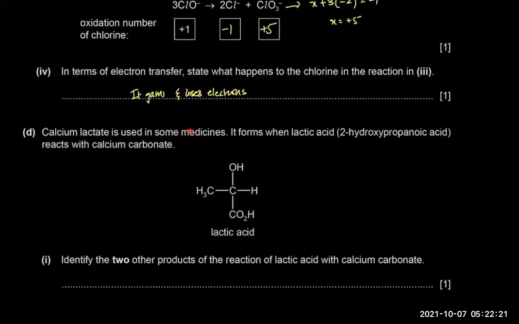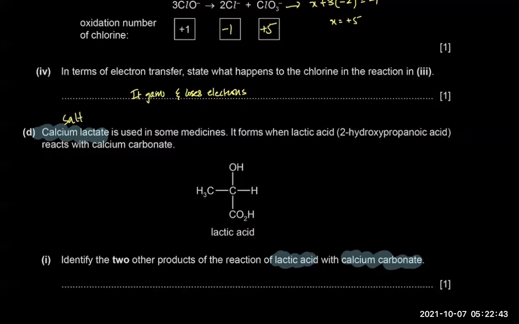Okay. Calcium lactate is used in some medicines. It forms when lactic acid reacts with calcium carbonate. Identify two other products when I react lactic acid with calcium carbonate. So we're forming calcium lactate, which is a salt. Calcium lactate is a salt. Right? What else are we forming?